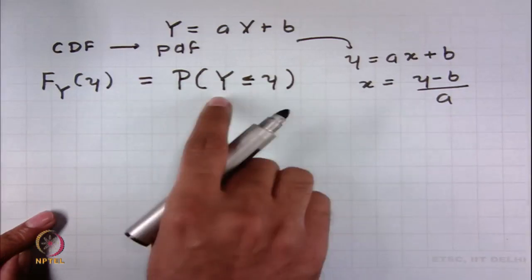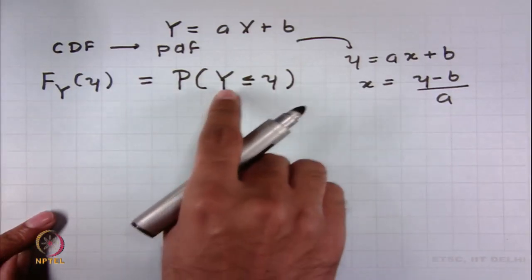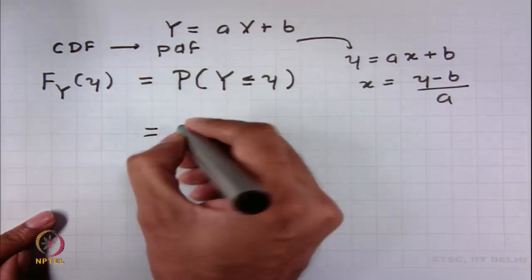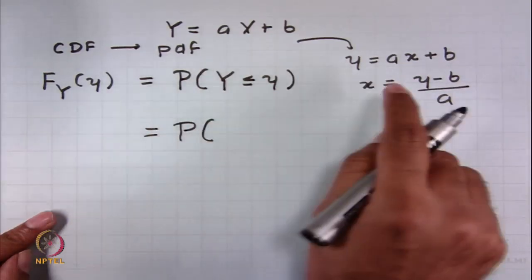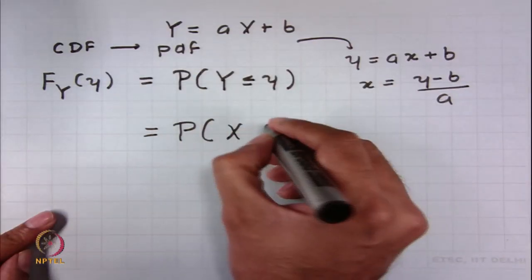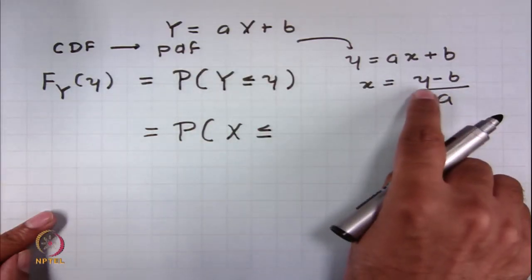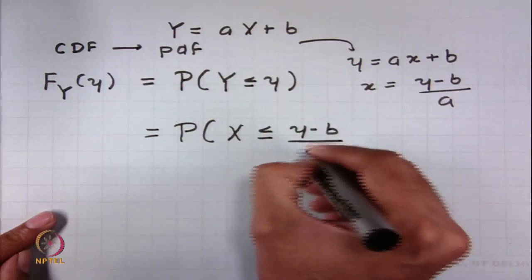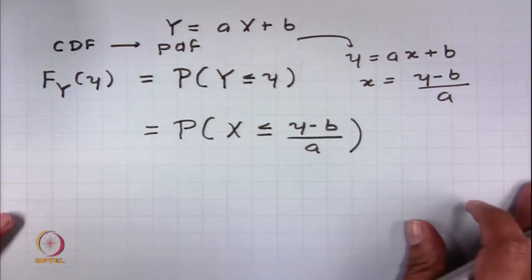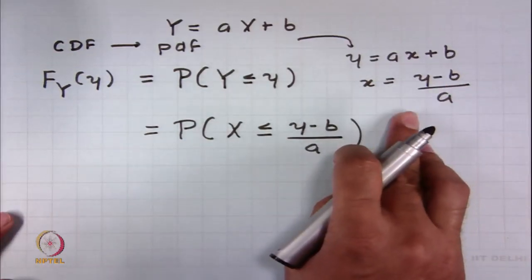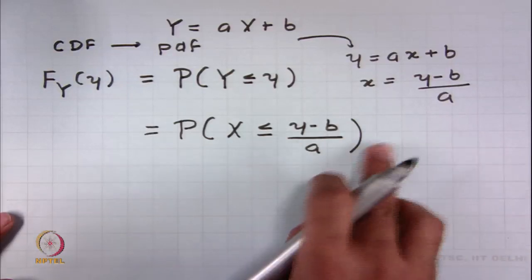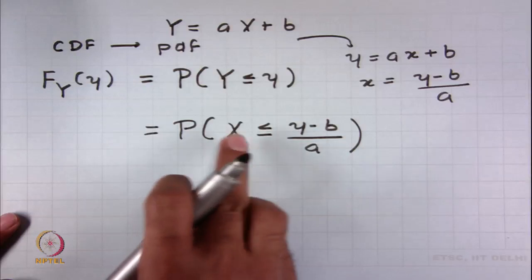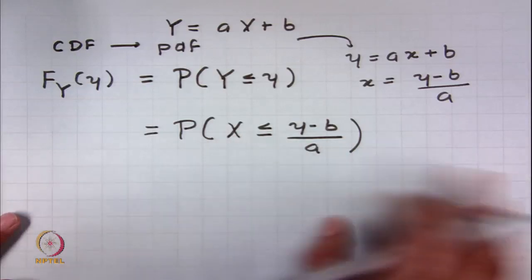So, if we are interested in the probability that y takes in a value smaller than this y, this probability is the same as the probability that a random variable x takes in a value which is smaller than (y minus b) by a. Okay. So, from this transformation, we can easily find this probability because we have been given the distribution of x. x is known to us, it is a normal random variable.